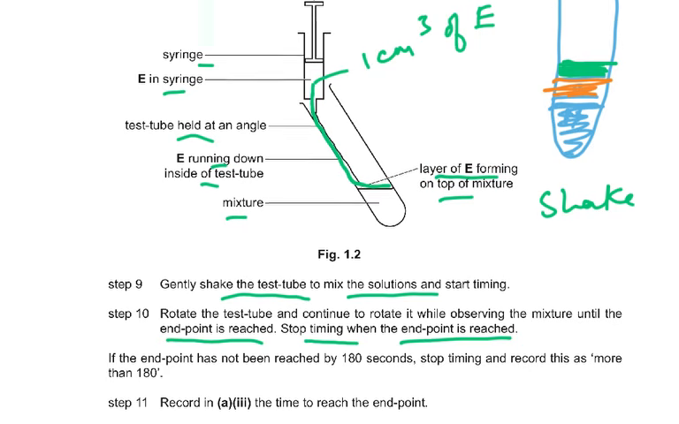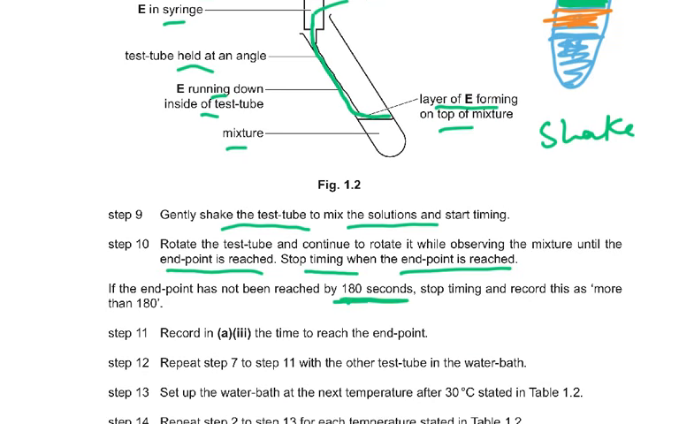If the endpoint has not been reached by 180 seconds, now this gives you a clue that it has to be less than 180 seconds. Stop timing and record this as more than 180.